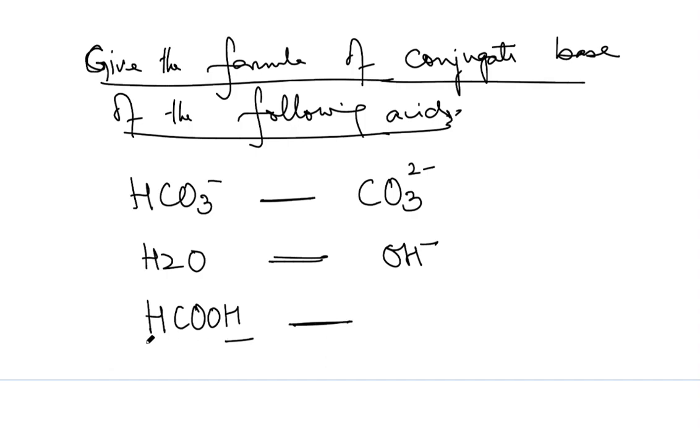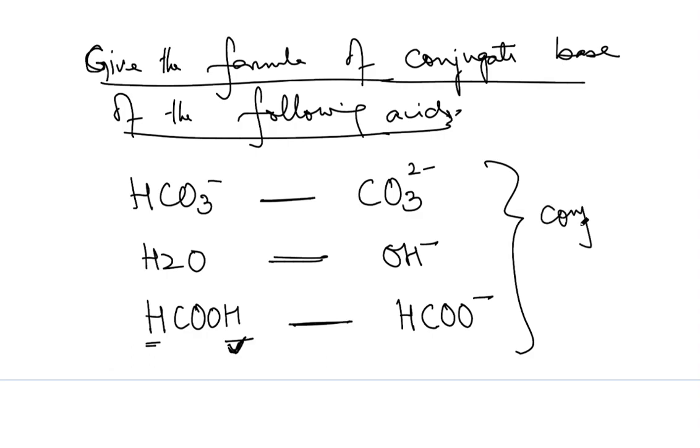This one or this one? This one is bonded to carbon. Actually, this hydrogen is part of the carboxylic acid group, so this hydrogen is going to be lost. So the formula is HCOO minus. These are the formulas of the conjugate bases of the acids given in the question.